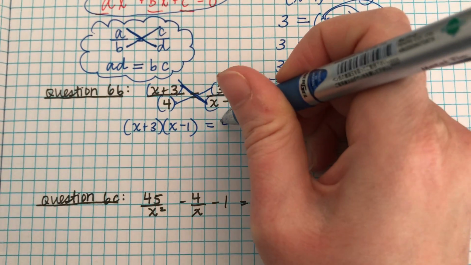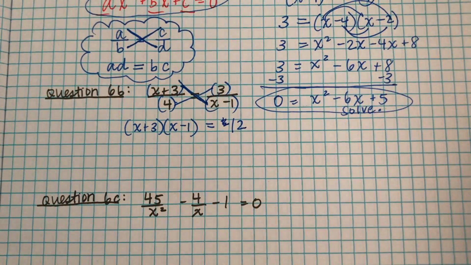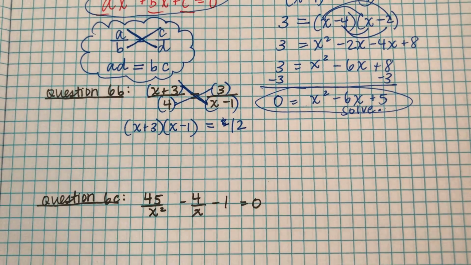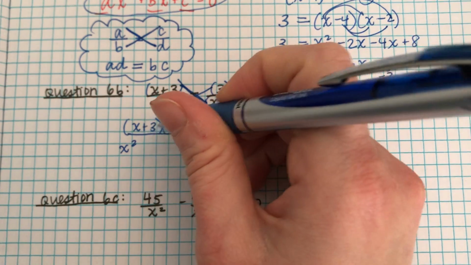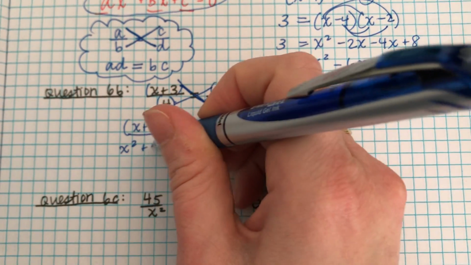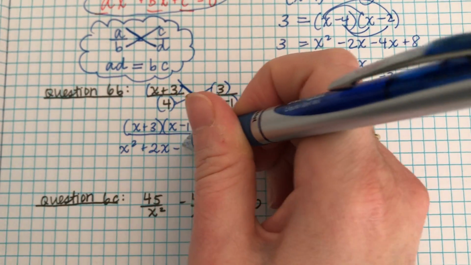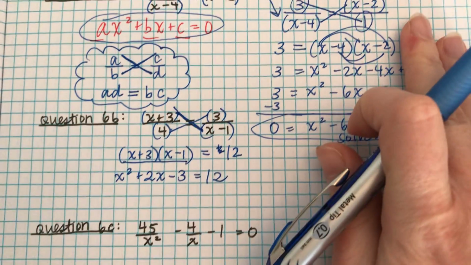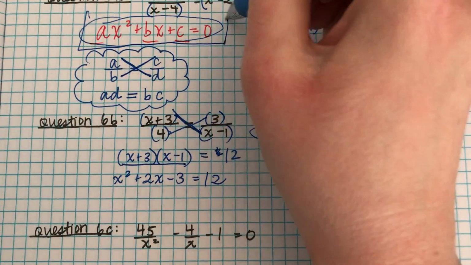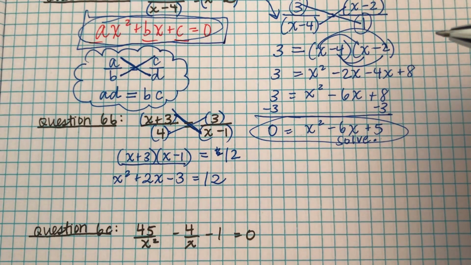Okay, so expand the brackets on the left side. I have x squared plus 3x minus x is plus 2x. And then I have minus 3, and that's all set equal to 12. Remember, we need to be set equal to 0 in order to have this format, in order to solve.